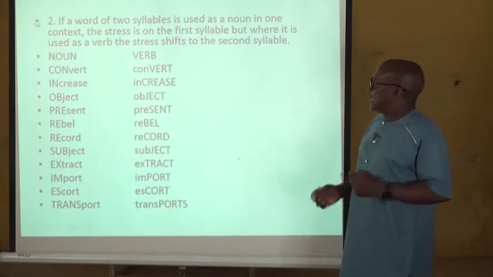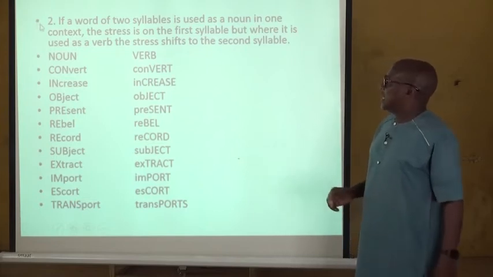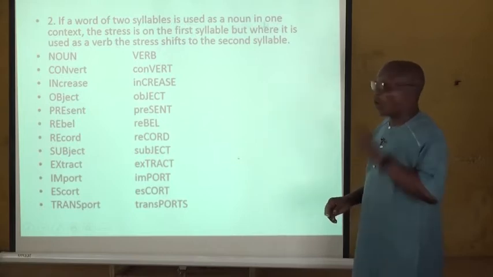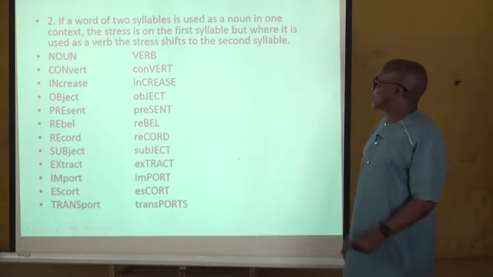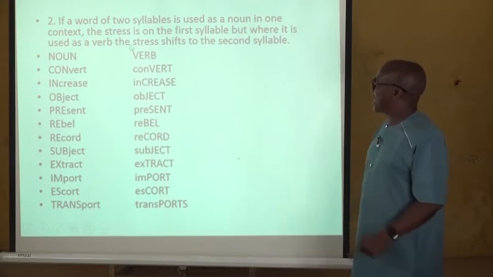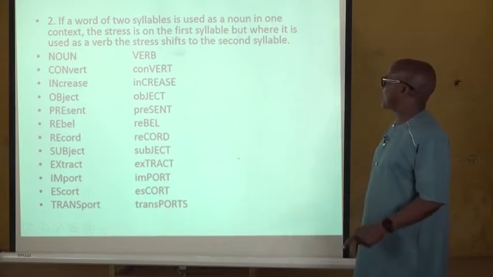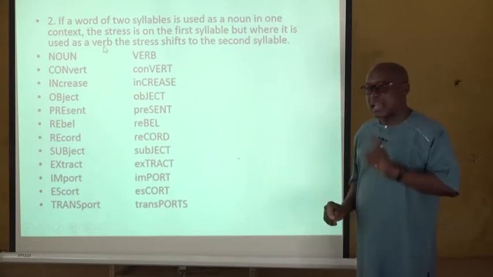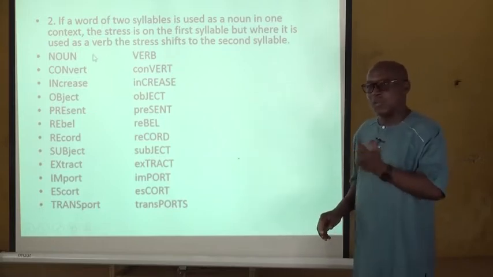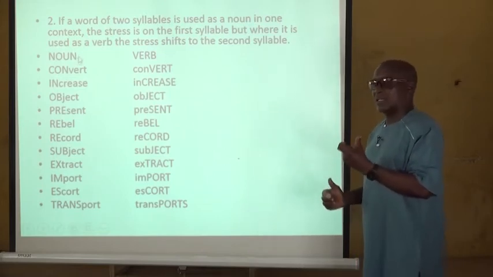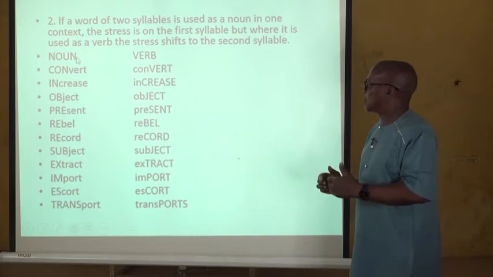Now, let's look at this. If a word of two syllables is used as a noun in one context, the stress is on the first syllable. But where it is used as a verb, the stress shifts to the second syllable. This is just what I've tried to illustrate. If a word is used as a noun, your voice rises on the first syllable. If otherwise it's used as a verb, the stress moves from the first syllable to the second syllable.